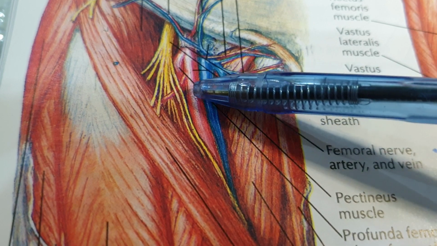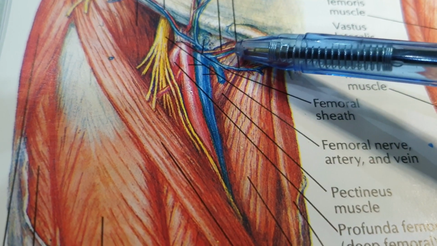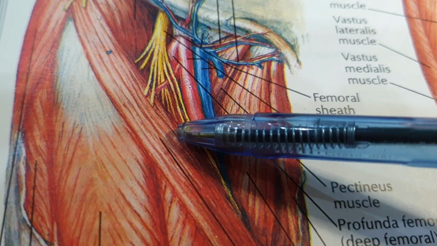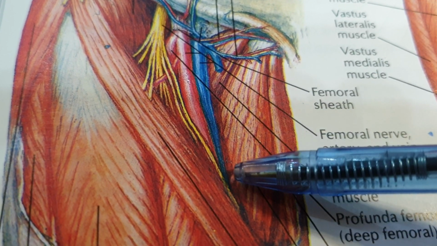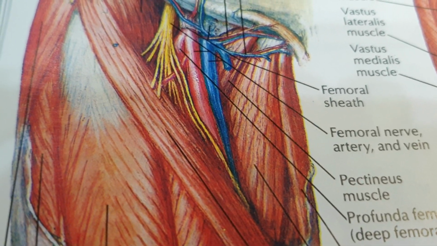As the artery comes down and moves medially, you can see it crosses two other muscles. One is the pectineus, which is this muscle, and it is going right down behind the femoral artery and the femoral vein. Then comes this muscle, which is the adductor longus muscle. So the adductor longus muscle is also going behind the femoral artery.